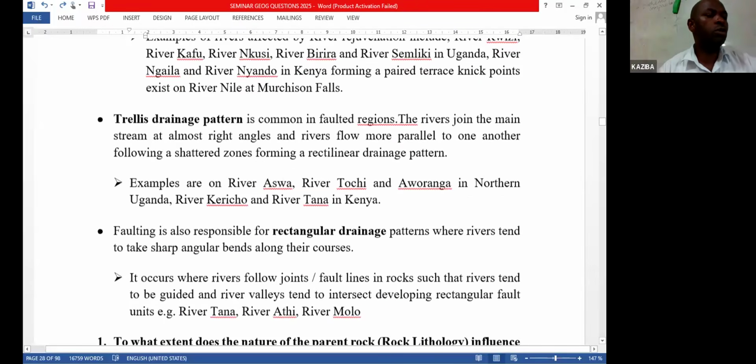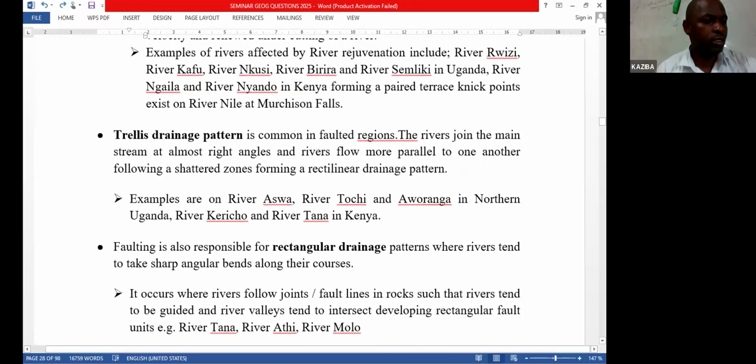Then faulting leads to trellis drainage pattern. Trellis drainage pattern is that kind of pattern where you have land, but this land breaks into this. Then when the river comes, it develops tributaries joining at right angles. So you have a river with tributaries joining at right angles. What causes this is faulting. That's trellis drainage pattern.